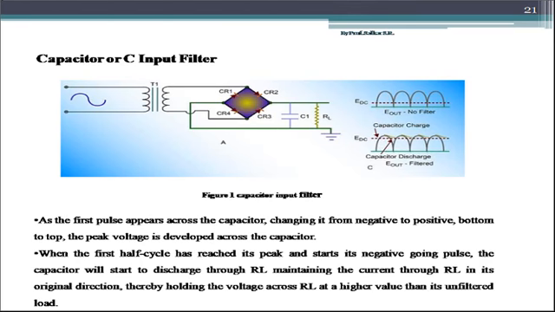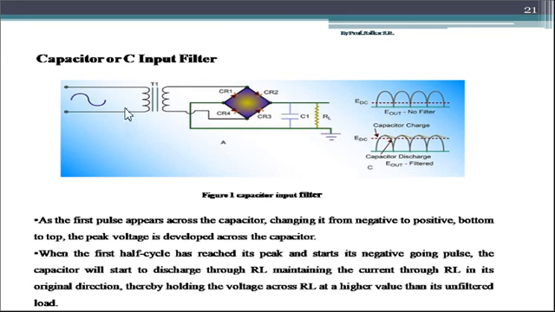Let's see the working of this type of filter. Here the capacitor is connected in parallel with the bridge rectifier. We know that the basic property of a capacitor is charging and discharging, that is, the capacitor charges itself through a particular path and discharges through another path across which it is connected. The same property will be utilized by the capacitor in this filter circuit.